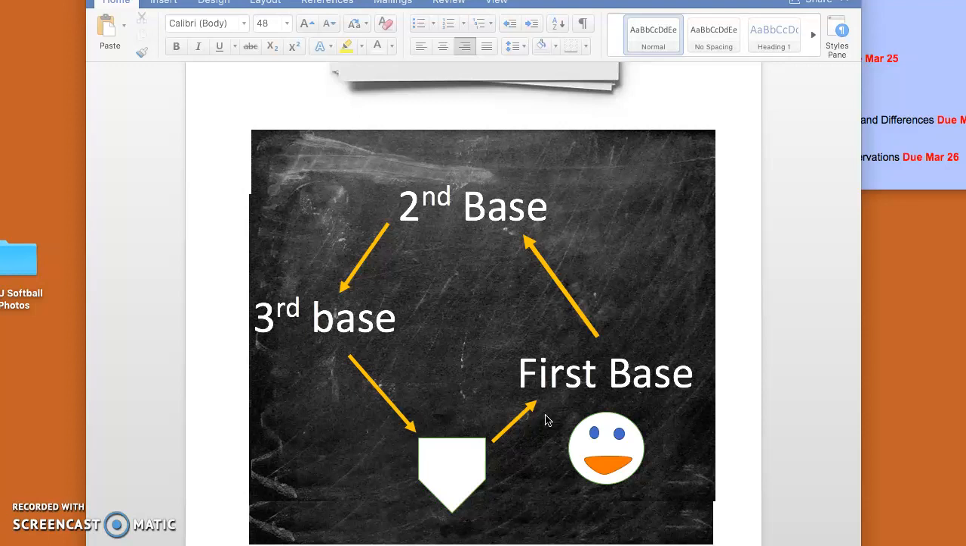So the next batter comes up, he gets a word, he writes the word on the board, he gets it right, he goes to first base, the person who was at first gets to go to second, and so on. If the student spells the word incorrectly, then the student counts as an out, and just like normal baseball, there are 3 outs to each inning.